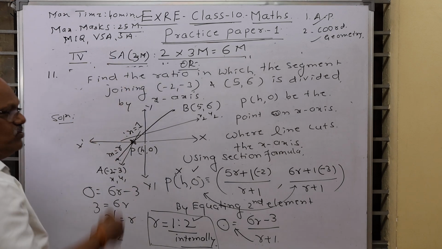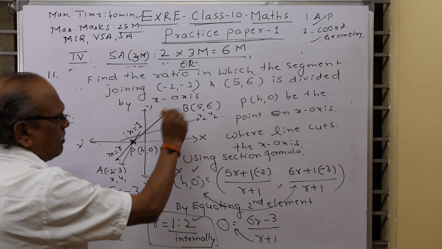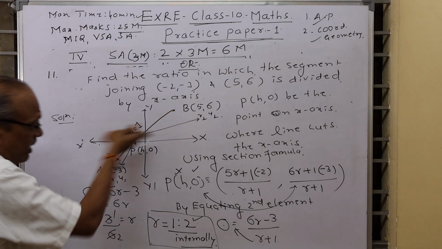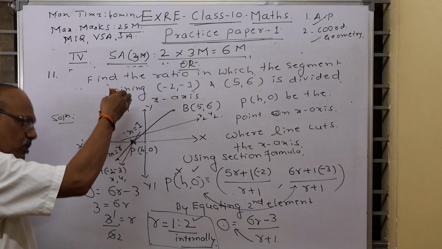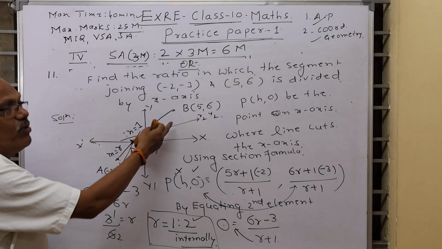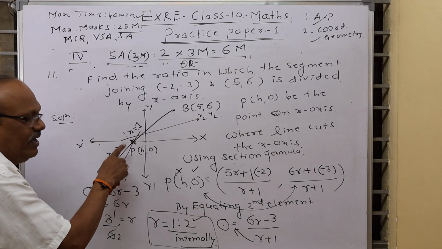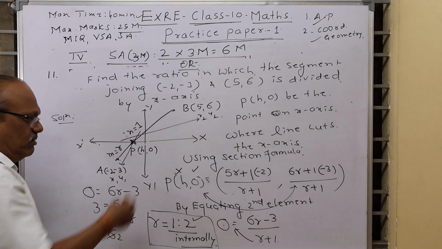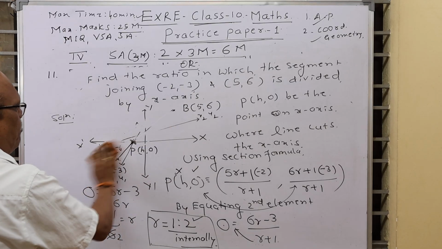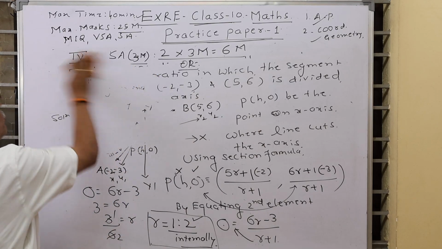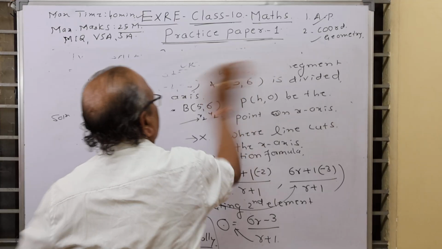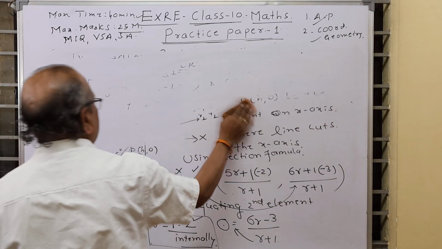Either the previous one using the section formula, here a little bit of application to find out how the x-axis cuts. Even you may be asked how the y-axis cuts. In that case, you take the point (0, k), with the x-coordinate 0. Here you are taking (h, 0). With this, we will move on to the last part of the question paper.